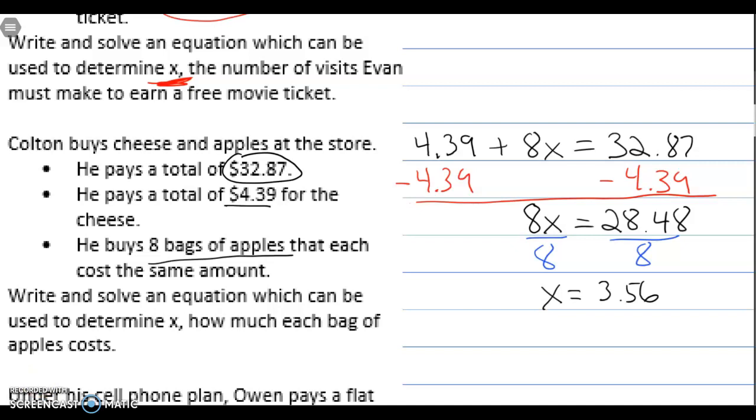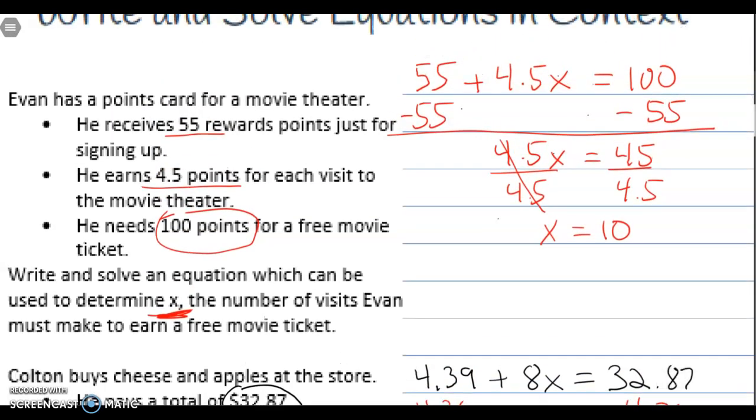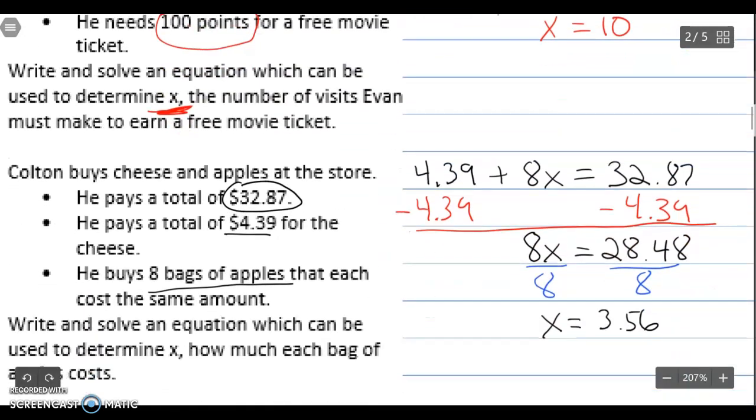Okay, so your answer should be $3.56. Okay, so now I'm gonna compare this to the previous question up here. Notice how they put the total down here. They don't necessarily put it in exact order. So you gotta really interpret what's the meaning here.